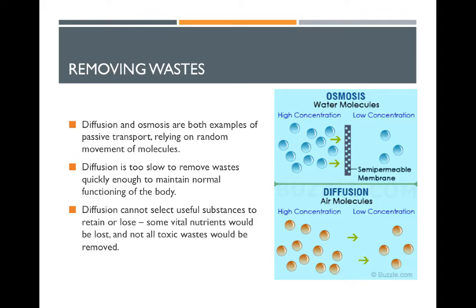The other reason that diffusion can't help or isn't good enough on its own to get rid of nitrogenous waste is because it doesn't actually select the right substances. So it doesn't pick what's good or bad in our bodies, and that means that some really important nutrients would be lost, and also not all the toxic nitrogenous waste would be removed by diffusion, okay?